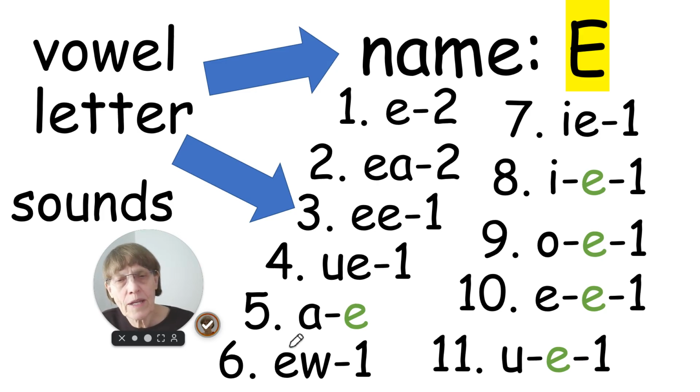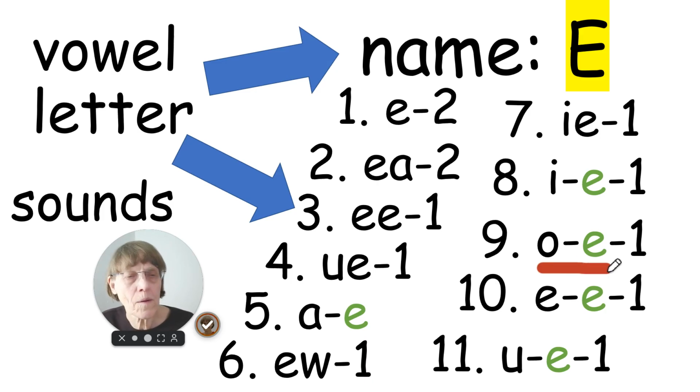When we have an A with a silent E at the end, like in the word cake, the E is silent. But we write it, but no sound. When we have an EW, we say ooh. When we have an IE, we say I. Actually, sometimes we say E. And when we have an I with a silent E, we say I, that E, no sound.